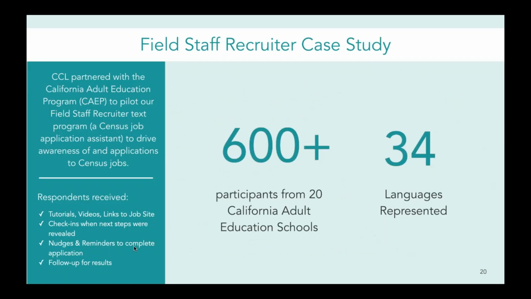We worked with California Adult Education to pilot this tool, and we were able to quickly get over 600 participants in 20 California adult education schools to go through this pipeline. And what we found was that not only was there a very high level of engagement, but the candidates who applied represented more than 34 languages. In fact, more than 60% of the people who went through this process spoke a second language.